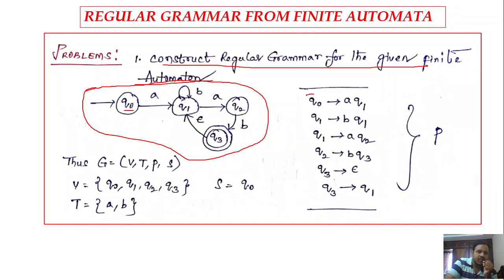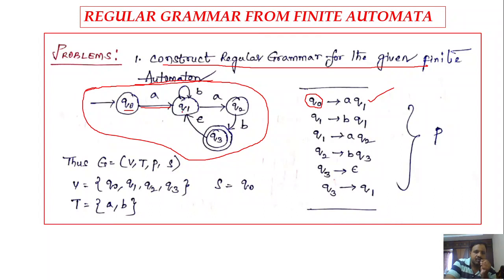So Q0 will become the start symbol of the grammar, right? The production rule must start with Q0. Now identify the transitions from Q0 and write the rule. The first transition, Q0 on a, goes to Q1. So how do you write the rule? Q0 denotes aQ1. We are not having any other transitions from Q0.